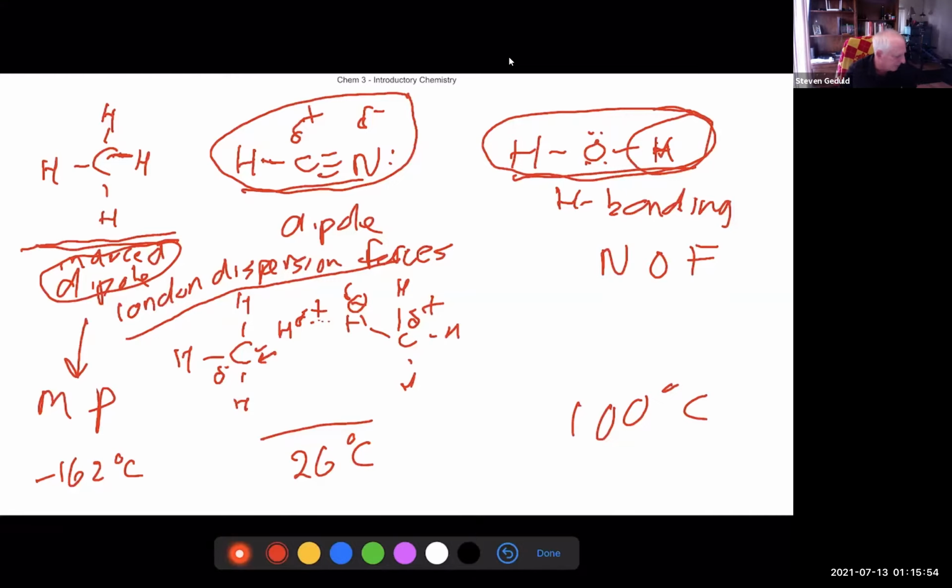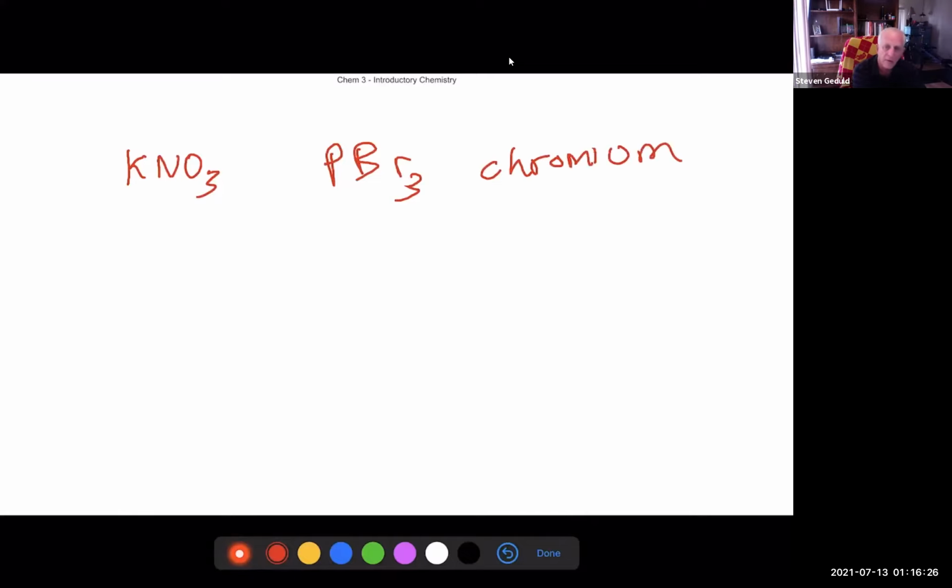Let's give another example from the book here. It says classify the following as ionic, metallic, or covalent solids. You can follow from the book here. They give you three examples. They give you potassium nitrate, so let's put potassium nitrate. Let's put phosphorus tribromide. And they give you chromium. They want to know whether the bonds that hold them together are ionic, metallic, or covalent.